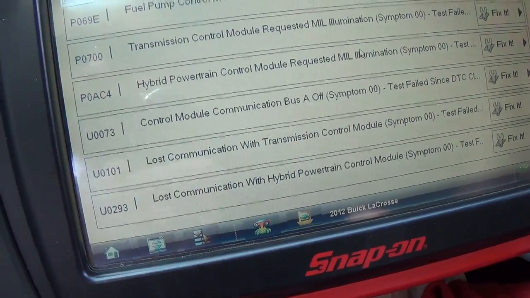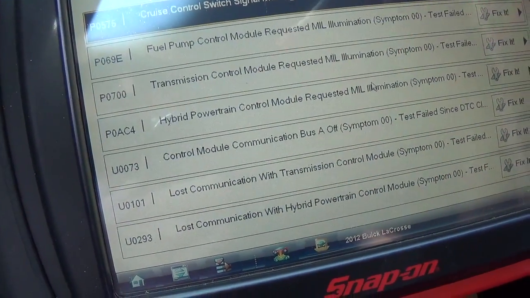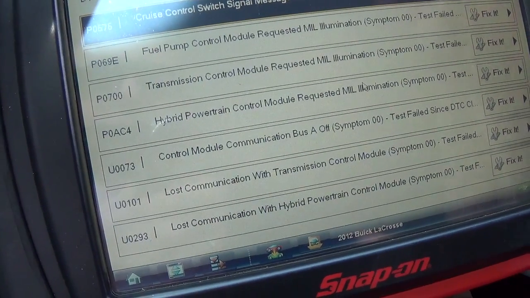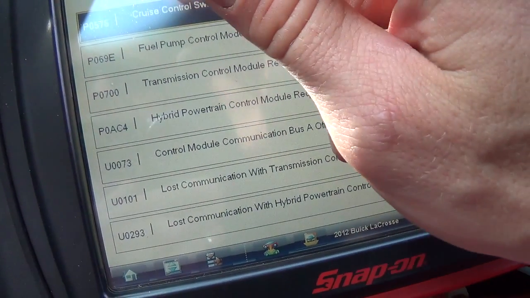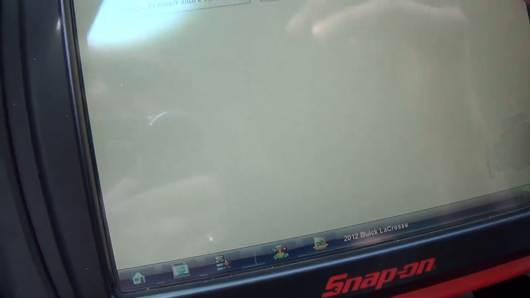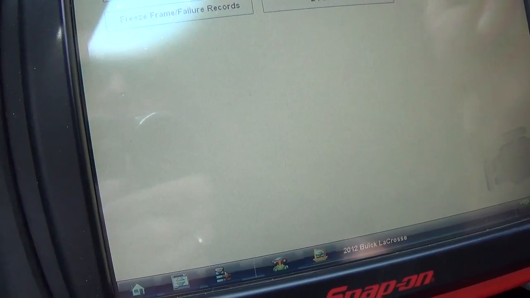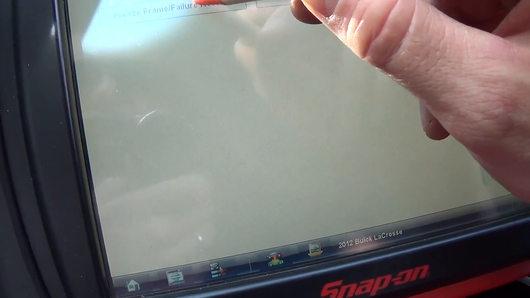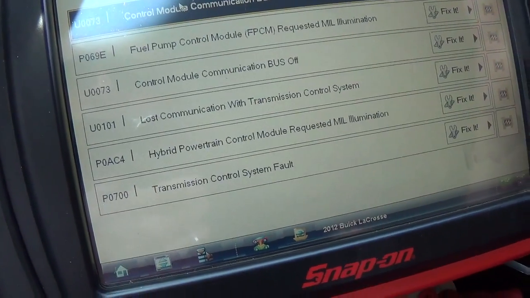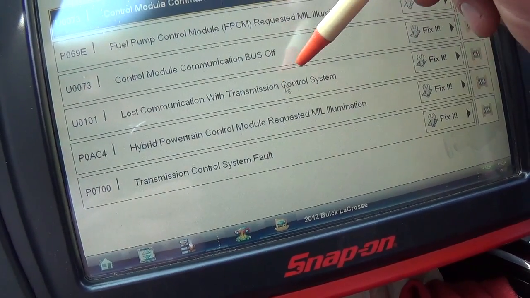So what I want to do is reset the codes, drive it, see what comes up first, chase that problem. Hopefully we can recreate this fault. Now the codes are stored in our history, so we can clear them. And I guess we look at freeze frame, but lost communication with transmission control system.